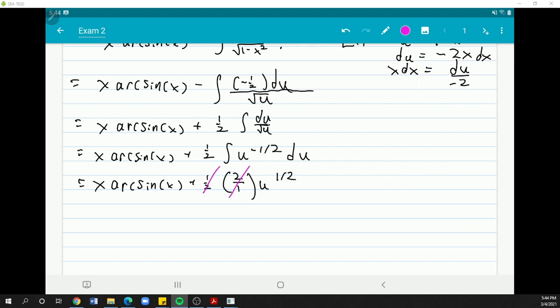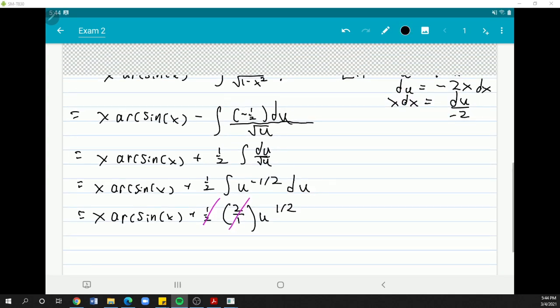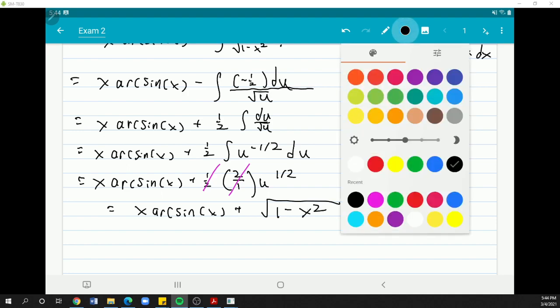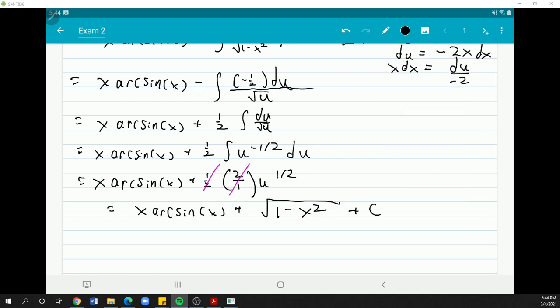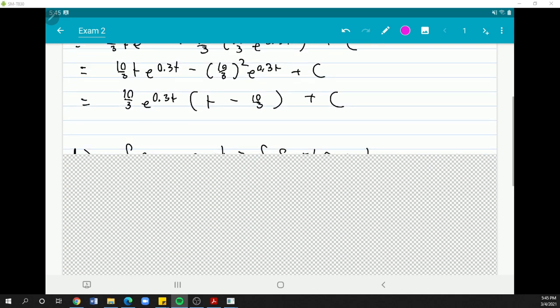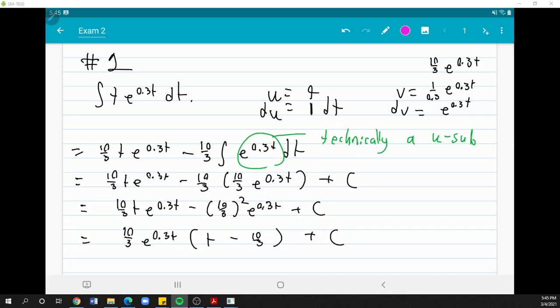But now I have 1/2 times 2, so that's just 1. And u is equal to 1 minus x squared. So this is x arc sine x plus the square root of 1 minus x squared plus c. Never forget the plus c. And so that's all we can do there. This is A, by the way.